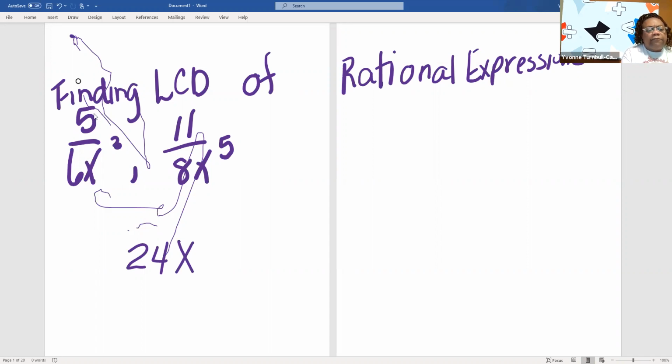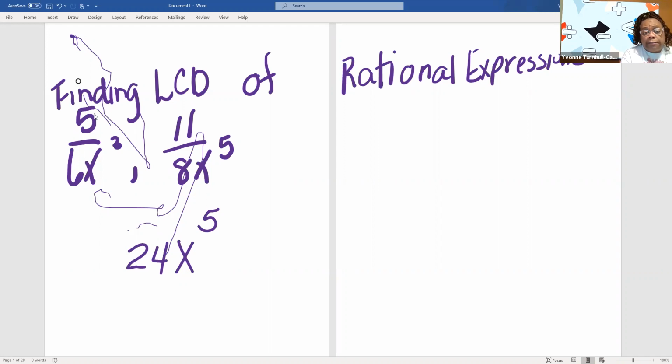Then I'm going to ask myself, what is the GCF for my variable? And remember, the GCF is going to be the larger exponent because you can always build up to it. I can go from x cubed to x to the 5th. So here again, I told you this last class, when we find the LCD, the exponent is the larger exponent.